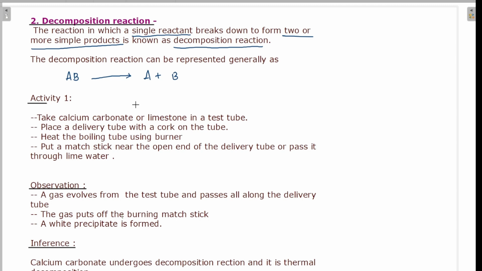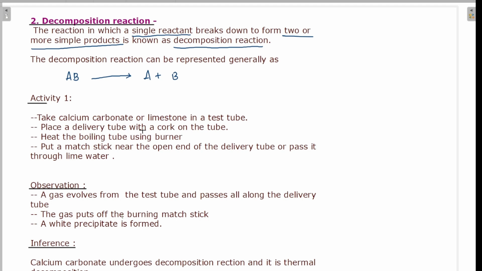Studying the reaction along with the activity is very important because many times in your exams, they ask for the observations for different activities. So let us study the different reactions by using activities here. Let us start now. Activity 1.